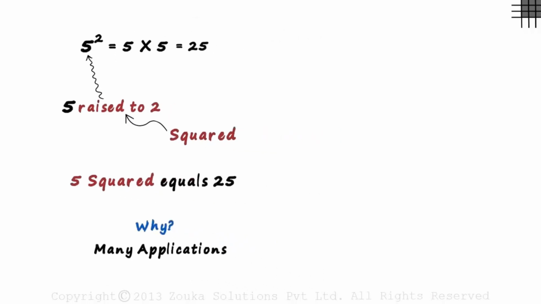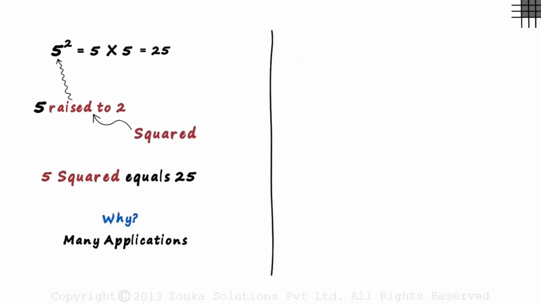For now, let's learn something very interesting about squares. What will 6 squared be equal to? Yes, it'll be 6 times 6, which equals 36. Now let's try to find the squares of a couple of negative numbers.